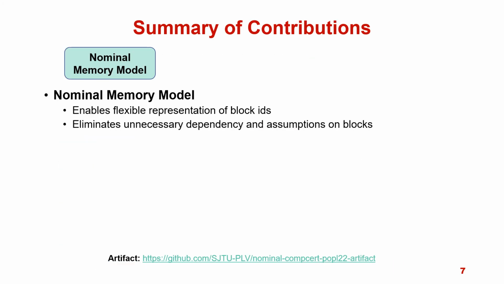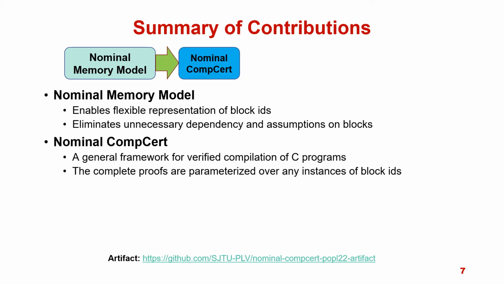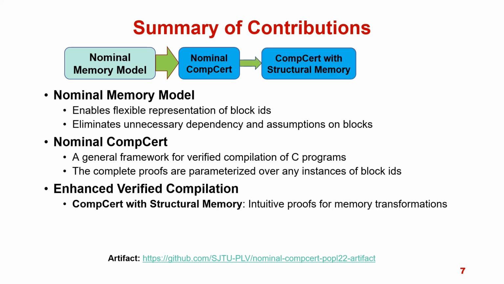With the nominal memory model, we have eliminated the unnecessary dependency between memory blocks mentioned before. Based on this, we have developed the nominal CompCert, a complete extension to CompCert whose proofs are parameterized over any instance of block identifiers. By instantiating the nominal memory model with rich memory structures, we get much more intuitive proofs for the key memory transformations in CompCert, including the elimination of unused global variables as described before.